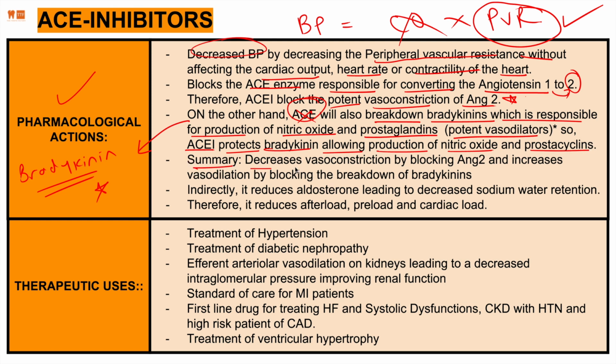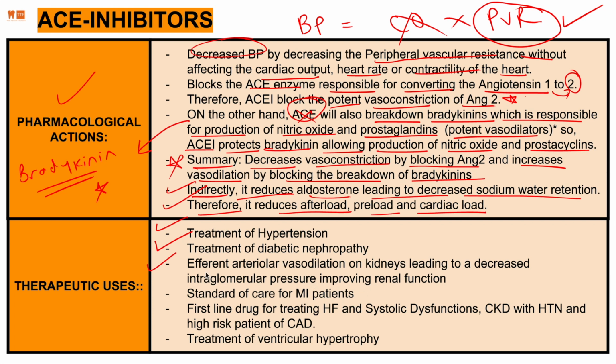Summary: decreases vasoconstriction by blocking angiotensin 2, increases vasodilation by blocking the breakdown of bradykinin. Okay, if this is really hard to understand right now, that's okay. I will make sure I explain it in the next slide very diligently. Indirectly, it reduces aldosterone, leading to decreased sodium and water retention, and therefore reduces afterload, preload, and cardiac output.